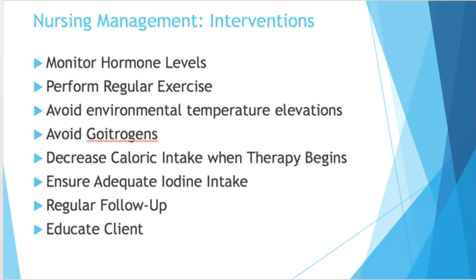All right, so some potential nursing interventions would be monitoring those hormone levels, teaching them to perform regular exercises, avoiding environmental temperature elevations, avoiding goitrogens, so those are the medications and the substances that increase risk of goiter. They should decrease caloric intake when therapy begins because their metabolism is going to go back to normal. Ensure adequate iodine intake, receive regular follow-up, and of course education.